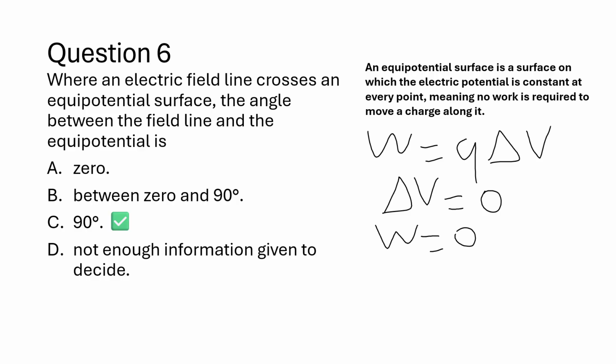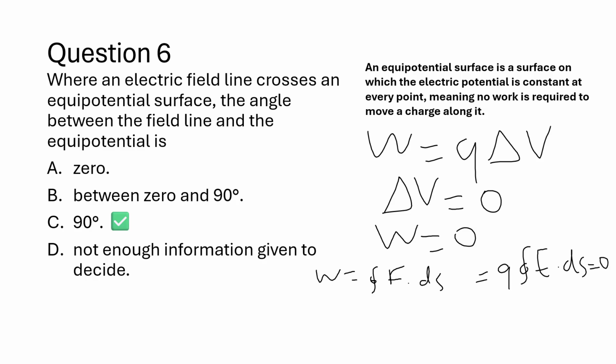Now, we also know that work is equal to the integral of the dot product of force and an infinitesimal displacement. So the line integral of the dot product of force and an infinitesimal displacement on that equipotential surface. Now, the force is also equal to QE. So Q is a constant, so we can bring it out: the integral of E dot ds. So we are saying that this is equal to 0 for the equipotential surface.